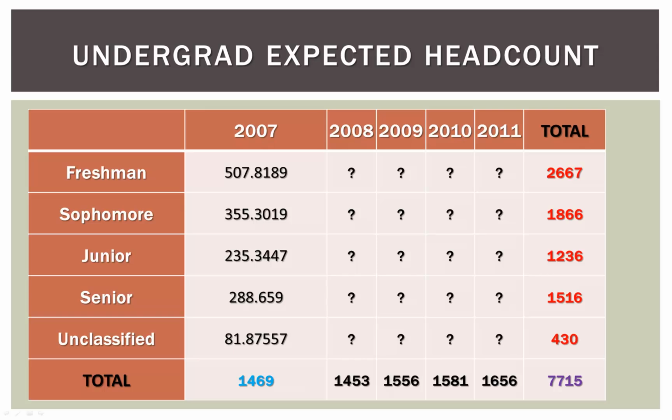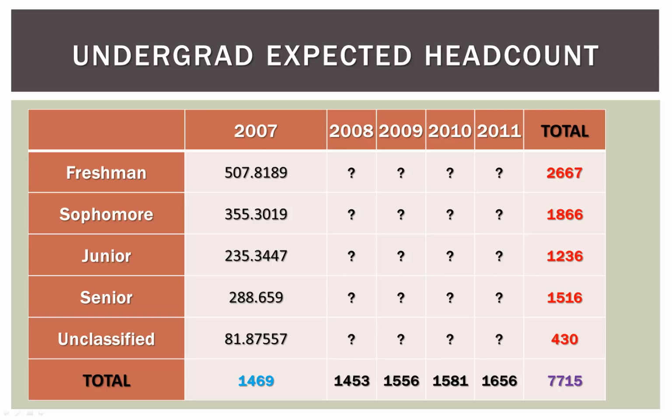Now when we go ahead and do those calculations, we have our expected head count. I left these in decimal form just to make it easier. So you can see that based on our total freshmen and 2007 total and our grand total, we would expect 508 freshmen. For sophomore, we would expect 355, and so on and so forth down that column. As far as calculating the expected values, that's how we do it.